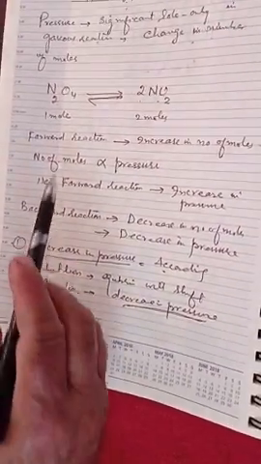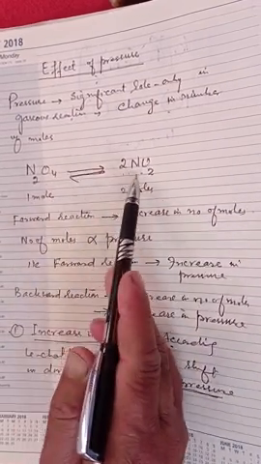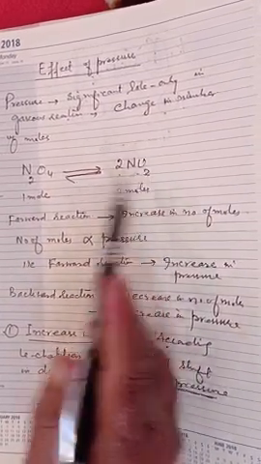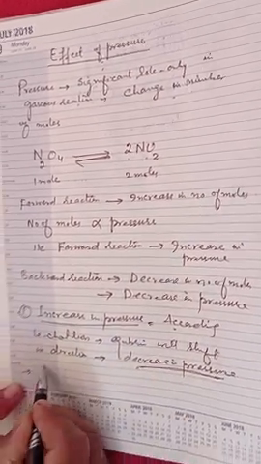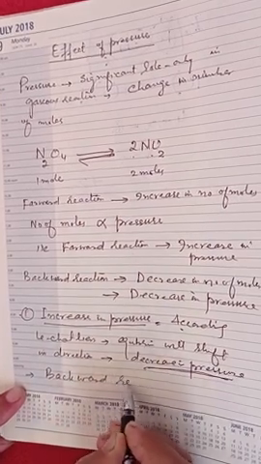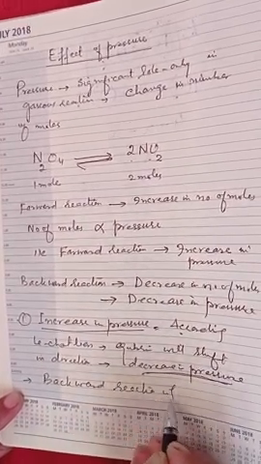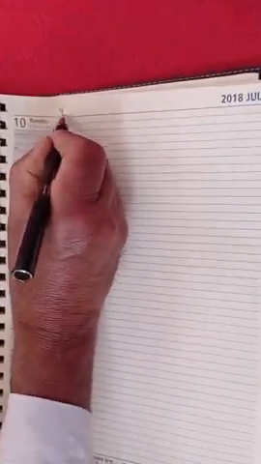So if we increase the pressure in this reaction, the backward reaction is favored. That means the combination of NO2 is favored. So in this reaction, the backward reaction is favored if we increase the pressure.